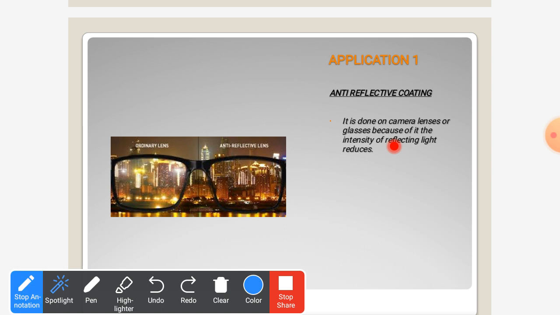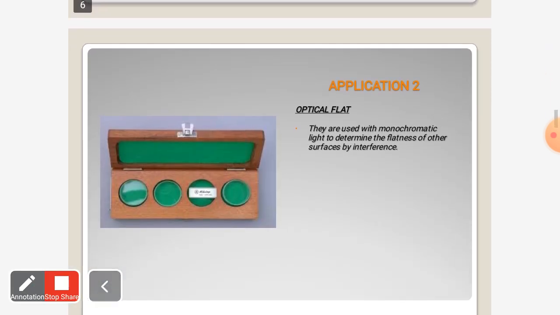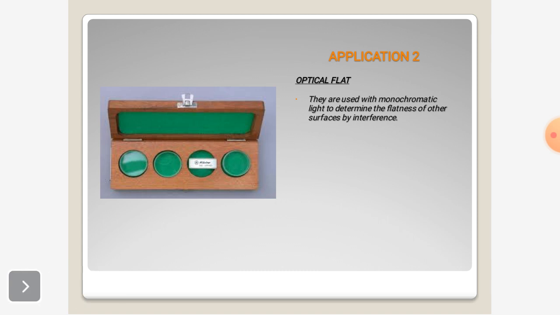Then we talk about application number two, optical flat. What is an optical flat? Optical flats are used with monochromatic light to determine the flatness of other surfaces by interference. Monochromatic light means light with one color. So we can determine the flatness of a surface by interference.